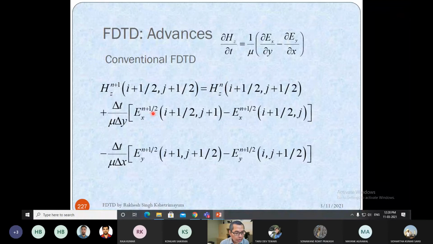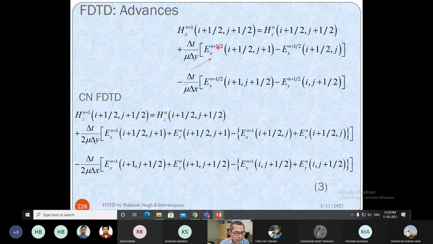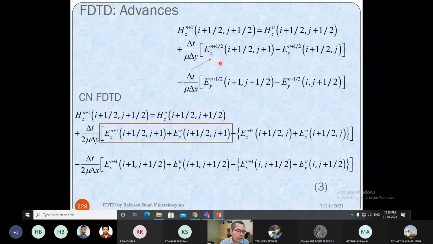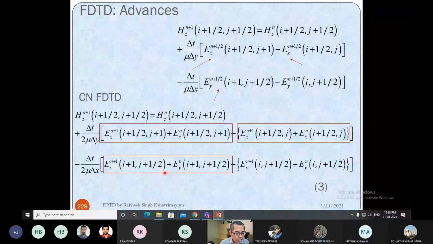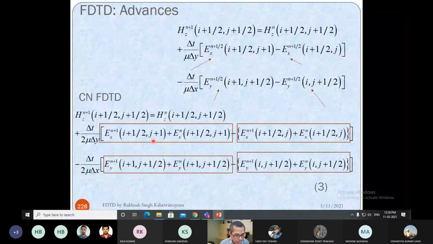Now the problem is that I want to get rid of this Ex at n plus 1/2. So Ex at n plus 1/2, I can replace by taking the average of Ex at n plus 1 and Ex at n for the same location. Then again, if I want to find Ex at n plus 1/2 for the same location, I take the average of Ex at n plus 1 and Ex at n. Similarly, for this term I take the average of Ey at n plus 1 and Ey at n times 10. Similarly here also I'll do that. The location is still the same. So this is how you do the CN FDTD.